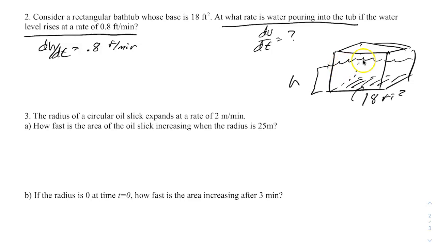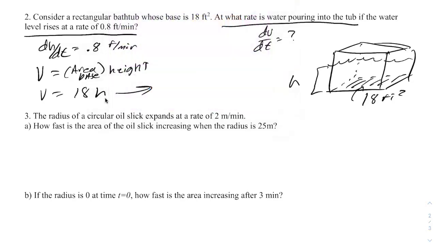So again, we need an equation that relates that. We're doing volume, so volume equals area of the base times height, or length times width times height. Either way, you're going to get this. Volume equals, they're given the area of the base, so volume equals 18h. Take the derivative of both sides with respect to t. And we get, I'm going to go a little faster than last time, dV/dt equals 18 dh/dt.